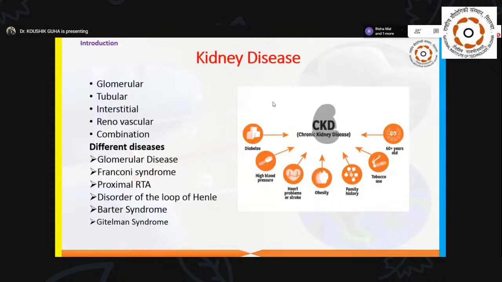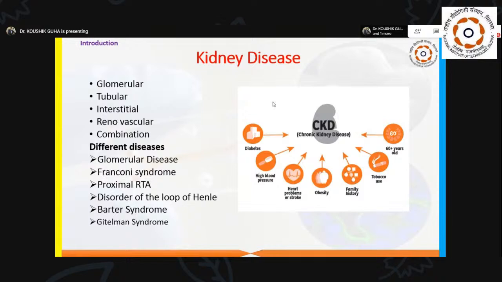Now let's talk about some kidney diseases. The diseases come from glomerular malfunctioning, and also tubular, interstitial, renovascular, and combinations. We can see the glomerular diseases, because the glomerular filtration rate is one of the key parameters for the doctor to detect whether your kidney is working or not. In a healthy person, this GFR is above 60. If the GFR is below 15, it is a very critical stage and a symptom of acute kidney failure. Then dialysis will be required.